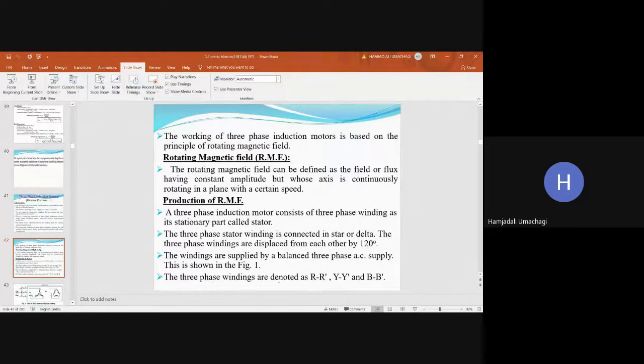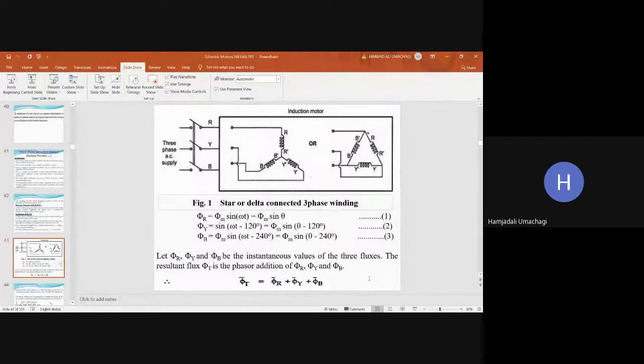The three-phase windings are denoted as follows: for R phase, one terminal is denoted as R and the other as R dash. Similarly, Y phase winding has terminals Y and Y dash. Likewise, the last phase, B phase, has one terminal denoted as B and the other as B dash. So this is the star or delta connected three-phase winding. This is the stator. Here one phase is R, another phase is B, another phase is Y. So these are the phases belonging to the R winding, B winding, and Y winding. Altogether R, Y, B make three phases, an AC machine.